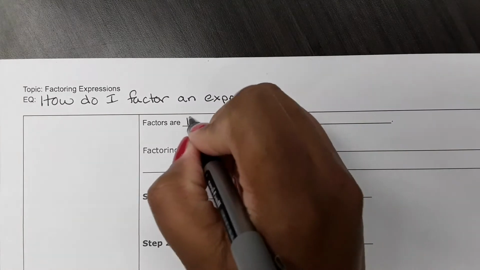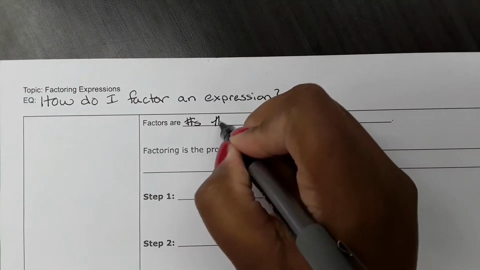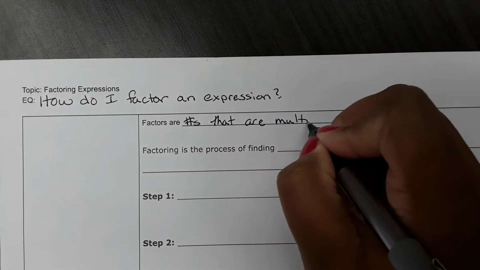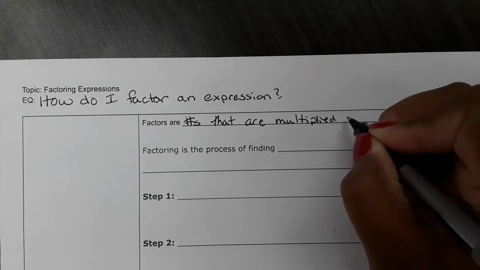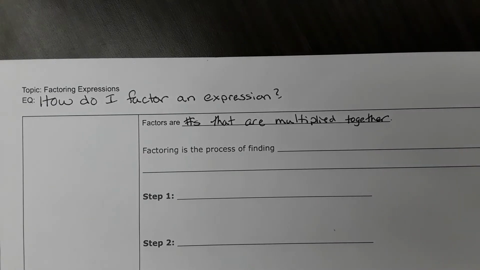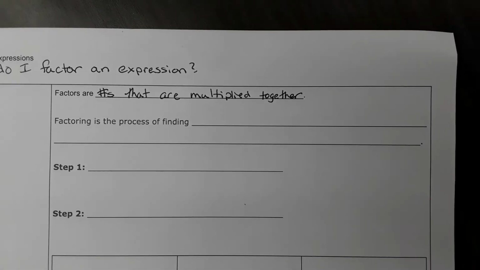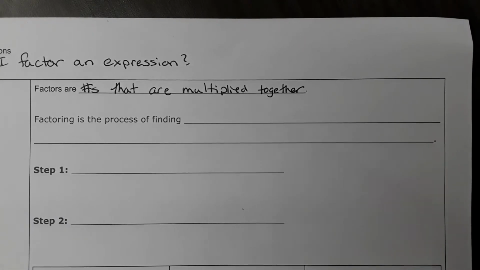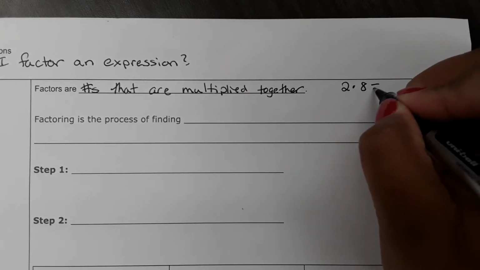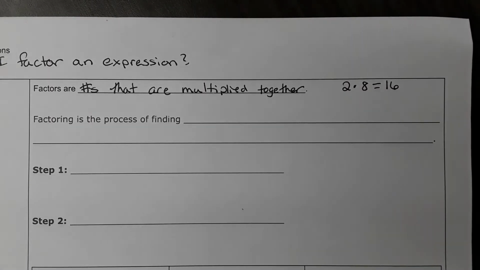Factors are numbers that are multiplied together. It's that simple. They are just numbers that we multiply together. For example, I'm going to zoom in just a little bit. For example, we have 2 times 8 equals 16. So we have a number sentence here. This would be an example of an equation.